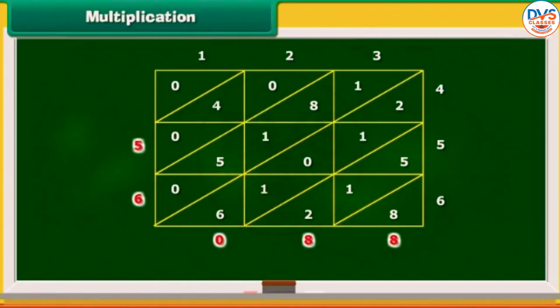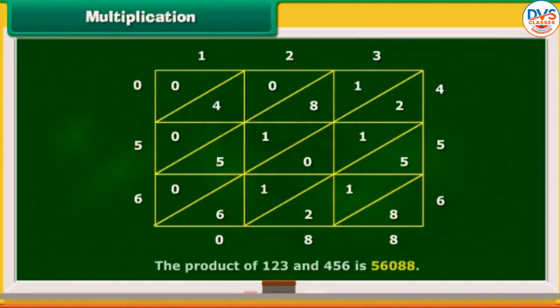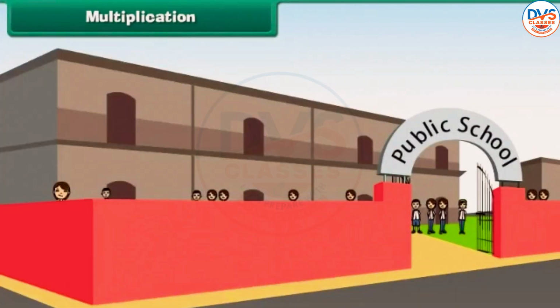Write 5. The last diagonal has only one element: 0. Write 0. Read the digits from top to bottom: 056088. Therefore, the product of 123 and 456 is 56088. Let us now look at a word problem of multiplication.